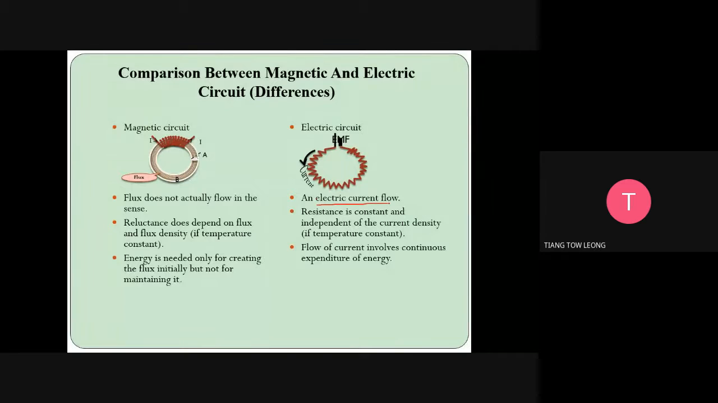So electric current flows through. This one is a flux, not actually flowing through, but we call it a flow in the sense. Then we have resistance; here we have reluctance. The flow of a current involves a continuous expenditure of energy. Energy is needed only for creating flux initially, but not for maintaining it. Nothing special. Just go on.